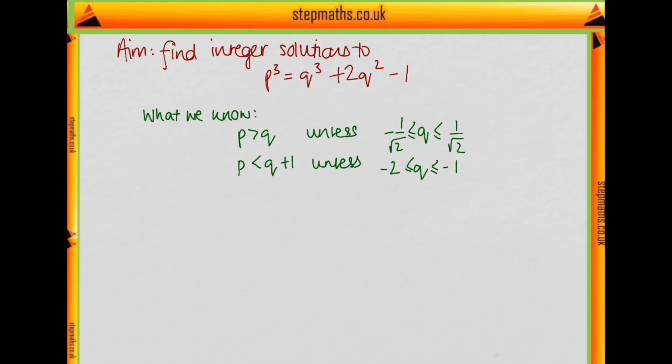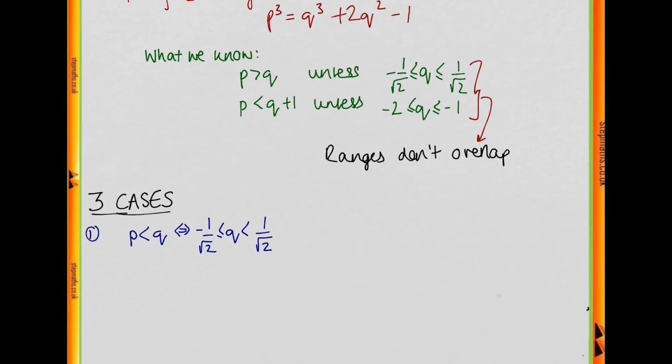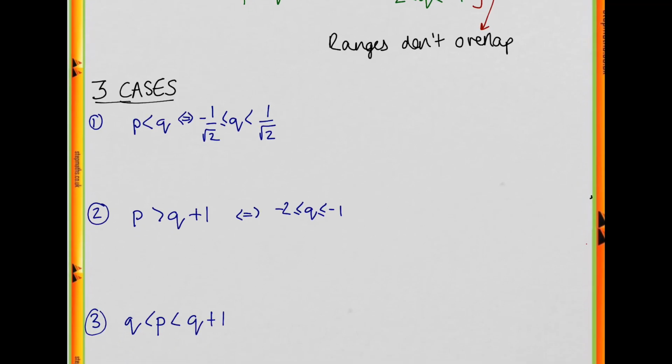Remembering our aim, what we know now from before is that p is greater than q unless q is between minus 1 over root 2 and 1 over root 2. p is less than q plus 1 unless q is between minus 2 and minus 1. Note that these ranges don't overlap with each other, so p can't be less than q and greater than q plus 1. So it suffices to consider three cases: one where p is less than q, one where p is greater than q plus 1, and one where p is between q and q plus 1.